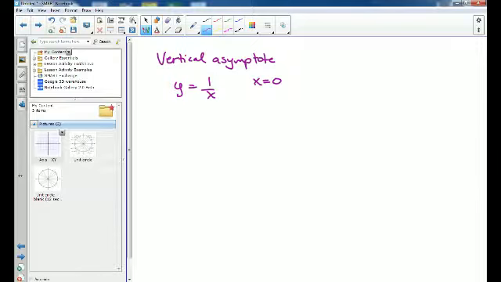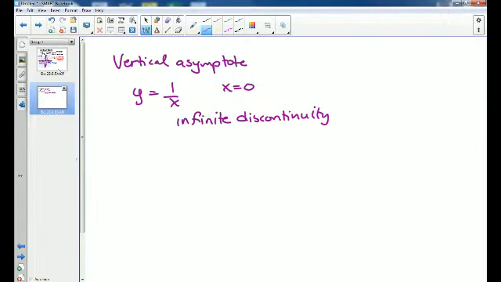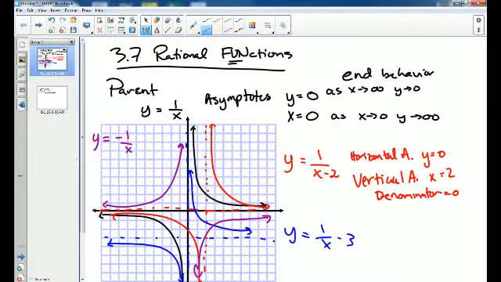There's a situation where this doesn't apply. I'll show that to you. This is what we call an infinite discontinuity. If you look at the graph, it goes to infinity, as opposed to a hole or a small jump, right?